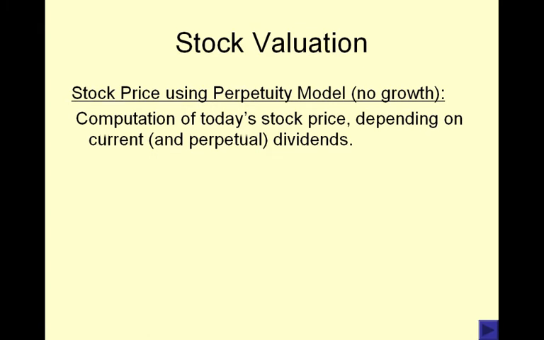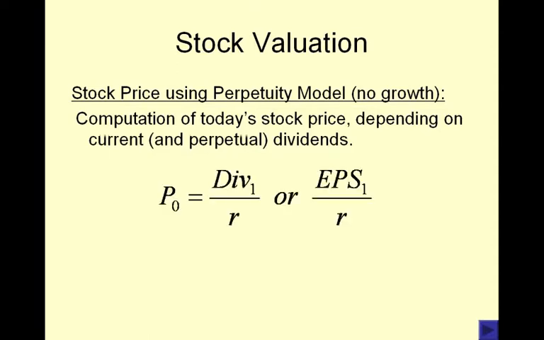Recall from the last session we looked at the present value of a perpetuity, and I said we would use that concept as a way to think about stock valuation. Here's a version of a perpetuity formula where we think of the present value as the current stock price being determined by the dividend that's paid today, which is assumed to be the same as the dividend out for the foreseeable future, divided by the market capitalization rate.